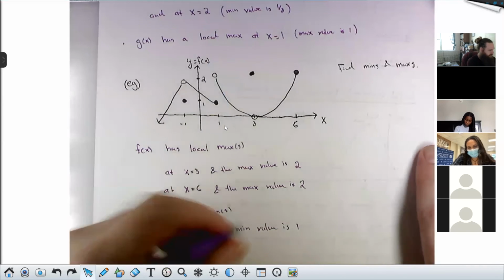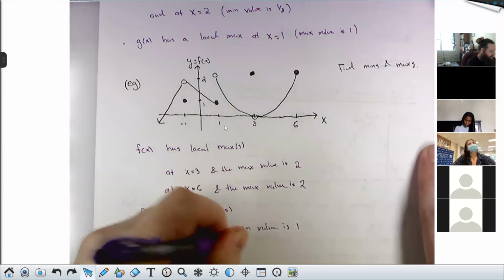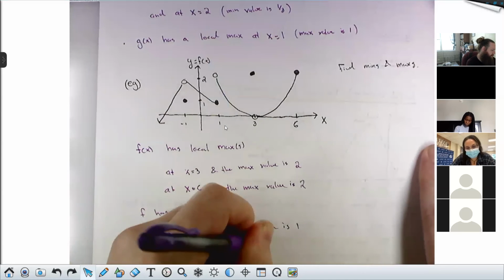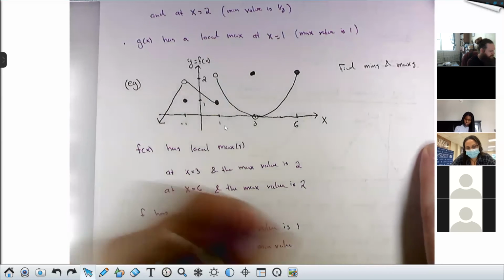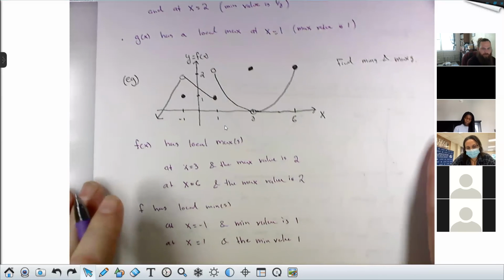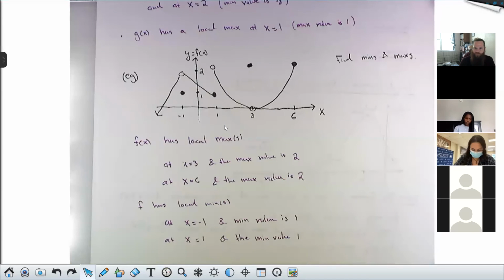And that's it, right? The min value here is, again, 1. Okay. So finding mins and maxes can be a little bit subtle. It's not always as easy as it looks at first.